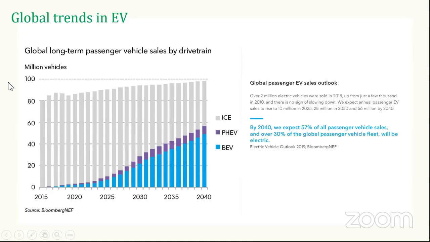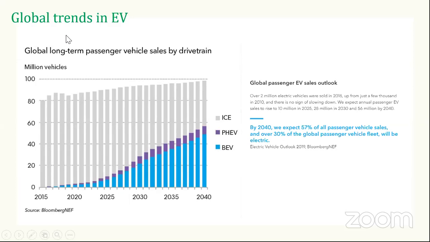Okay. So it is really important to understand what is currently happening at a global level, then we will come to the India level. This chart is very interesting. If you see, there are two scales being given: the number of vehicles sold on the y-axis and the time scale from 2015 to 2040. It shows the sales growth of ICE, which is internal combustion engine vehicles, plug-in hybrid electric vehicles, which is PHEV, and the pure battery electric vehicle, which is of our interest today, which is BEV.